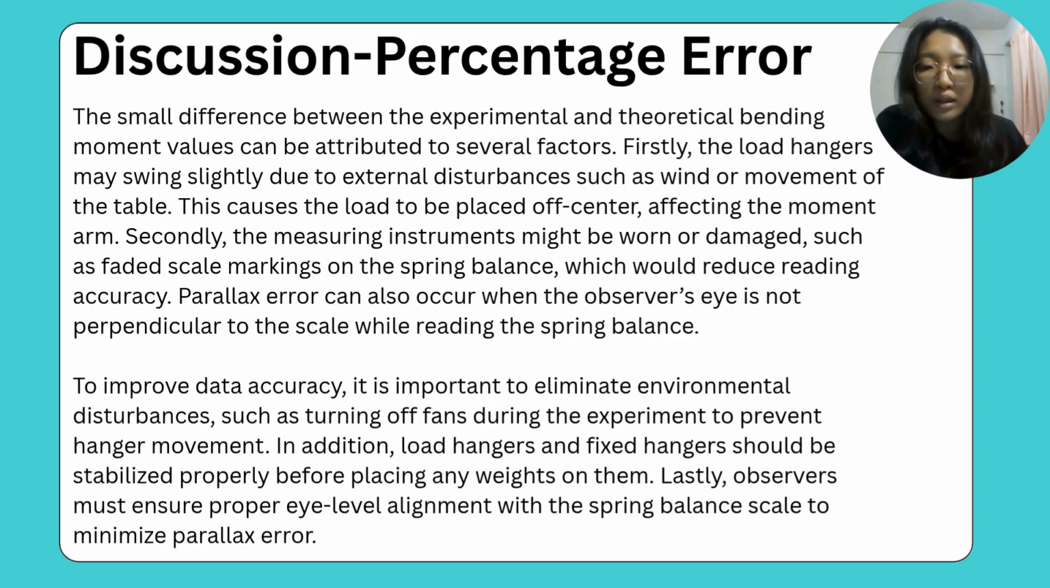So to improve the data accuracy, it's important to eliminate environmental disturbance, such as turning off the fan during the experiment to prevent the hanger movement. In addition, load hangers and fixed hangers should be stabilized properly before placing any weights on them. Lastly, the observer must ensure proper eye level alignment with the spring balance scale to minimize the parallax error.